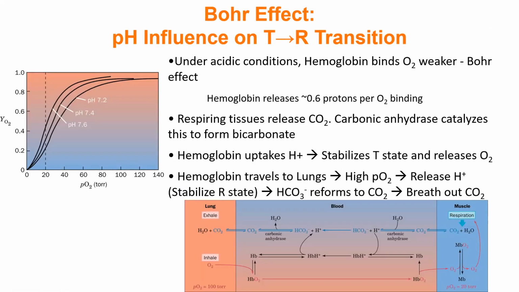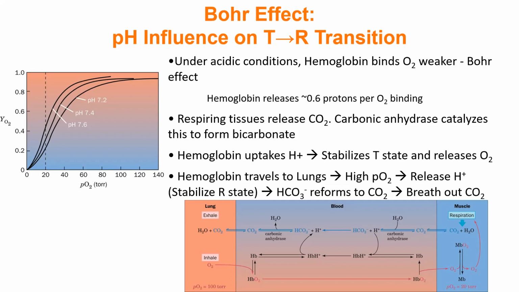And we're going to talk about the Bohr effect. Now, in hemoglobin, there are many factors that can influence whether you're in the T state or the R state. And one of those factors is pH. When you're in acidic conditions, that is, pH is low, it is harder for hemoglobin to bind oxygen. So that's the first bullet point there. Under acidic conditions, hemoglobin binds oxygen weaker.